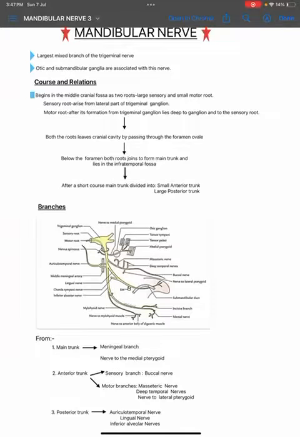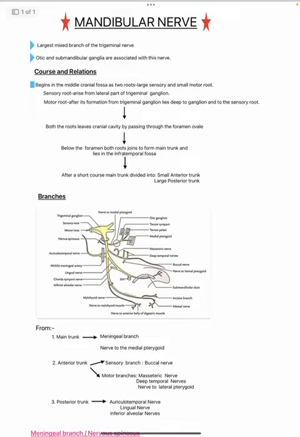Hello everyone. Today we are going to deal with the topic mandibular nerve. In total we have 12 cranial nerves. Among them, the largest cranial nerve is the trigeminal nerve. This trigeminal nerve has three divisions: ophthalmic, maxillary, and mandibular.